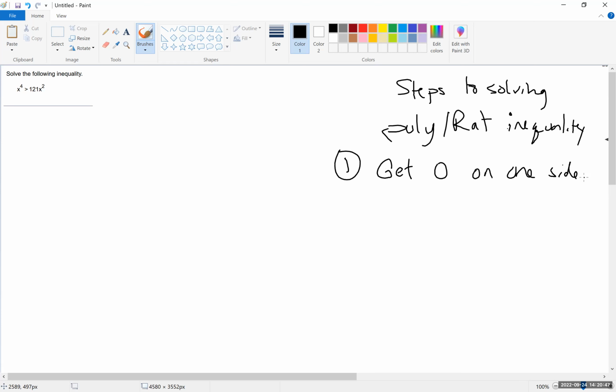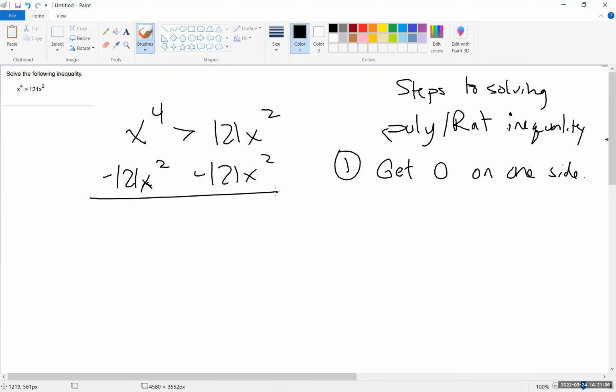I would always keep the highest power of x positive if possible. Here we have x to the 4th is greater than 121x squared. The first thing we're going to do is subtract 121x squared, so that we get 0 on one side of the inequality. We get x to the 4th minus 121x squared is greater than 0.